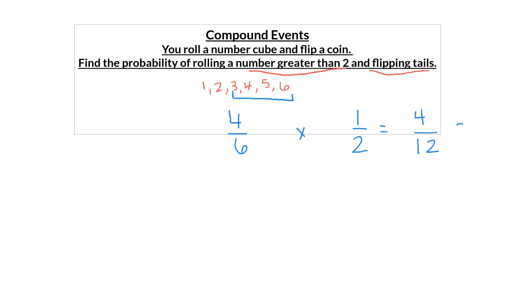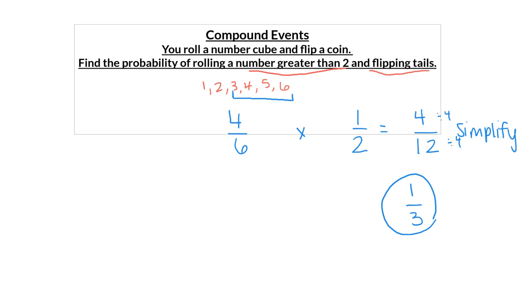The last thing we need to do is to simplify our fraction to make sure our answer is correct. If we simplify 4/12, both of those numbers can be reduced by 4. So we get 1 on top and 3 on bottom. So the probability of rolling a number greater than 2 and flipping tails is 1 out of 3.